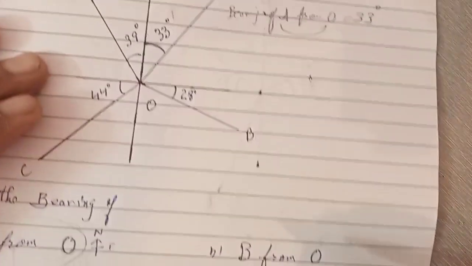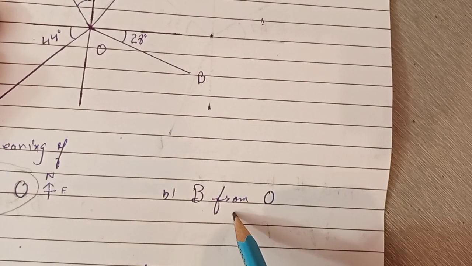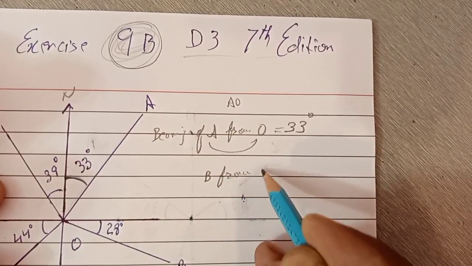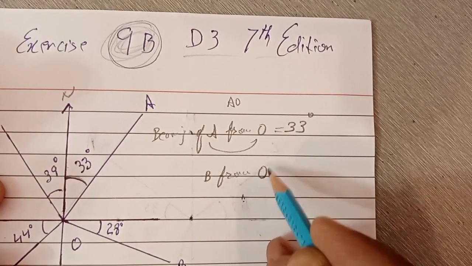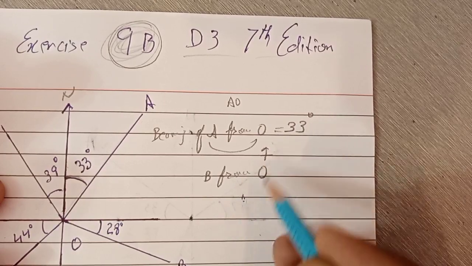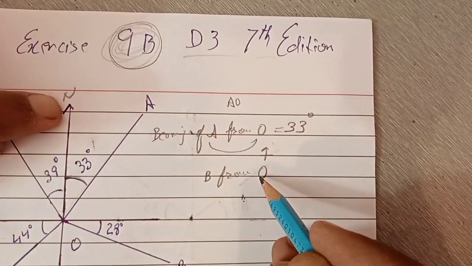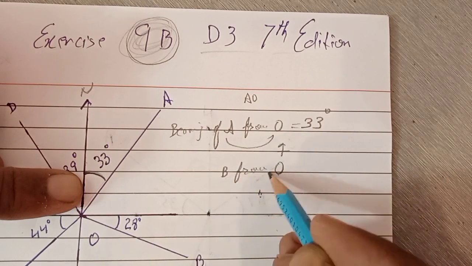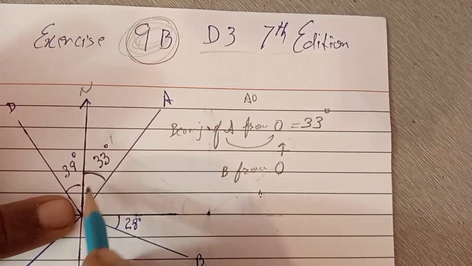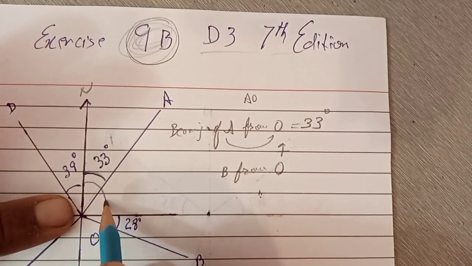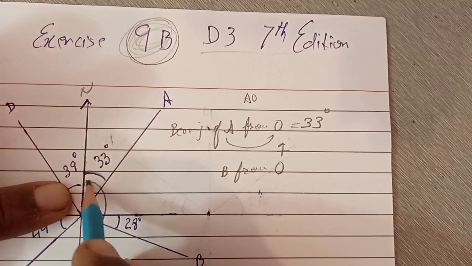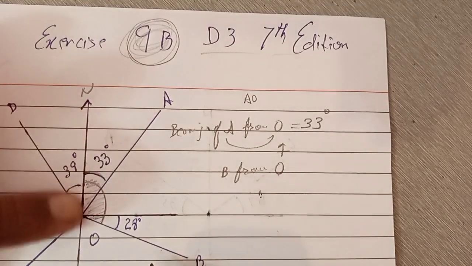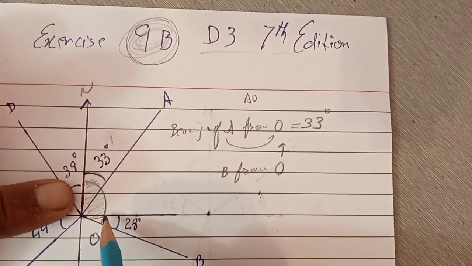Now, the second part is: bearing of B from O. So what comes after "from"? O. You have to draw the North Pole at O, which is over here. Now where is B? This is the BO line. So it starts from the North Pole and ends at OB. This is the bearing of B from O. So you have to calculate this angle.